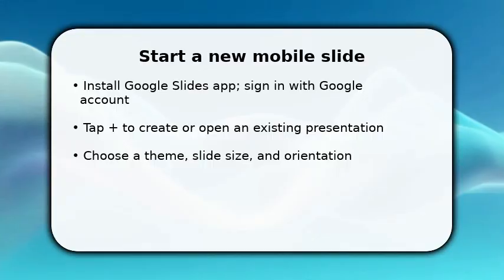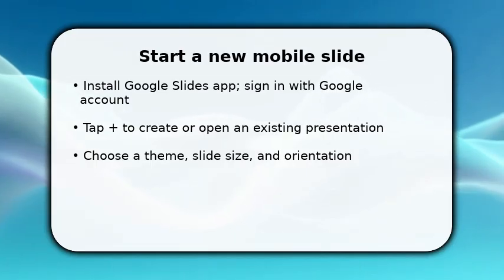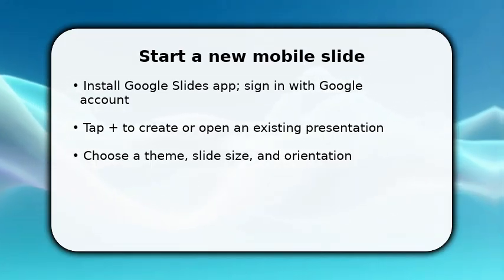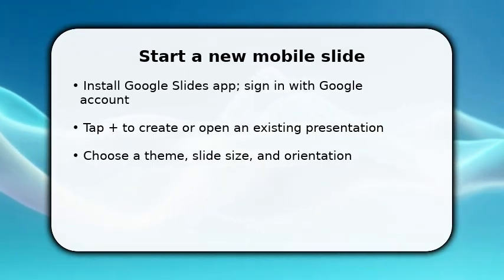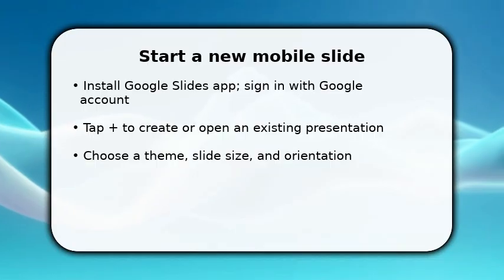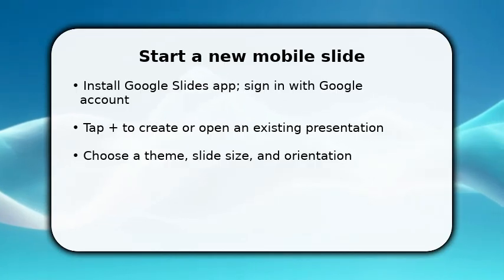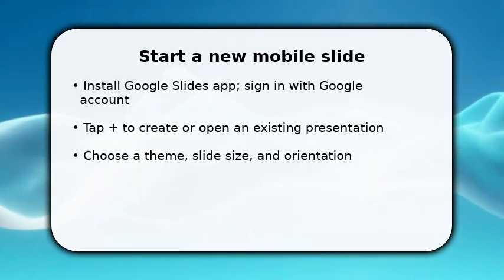Enjoy the video. You'll begin by opening the Google Slides app and signing in. Once done, tap the plus icon to create or open a file so you don't lose time. Select a theme to set consistent fonts and colors, and pick slide size and orientation to match your final display. You're starting with structure, which speeds up later edits.